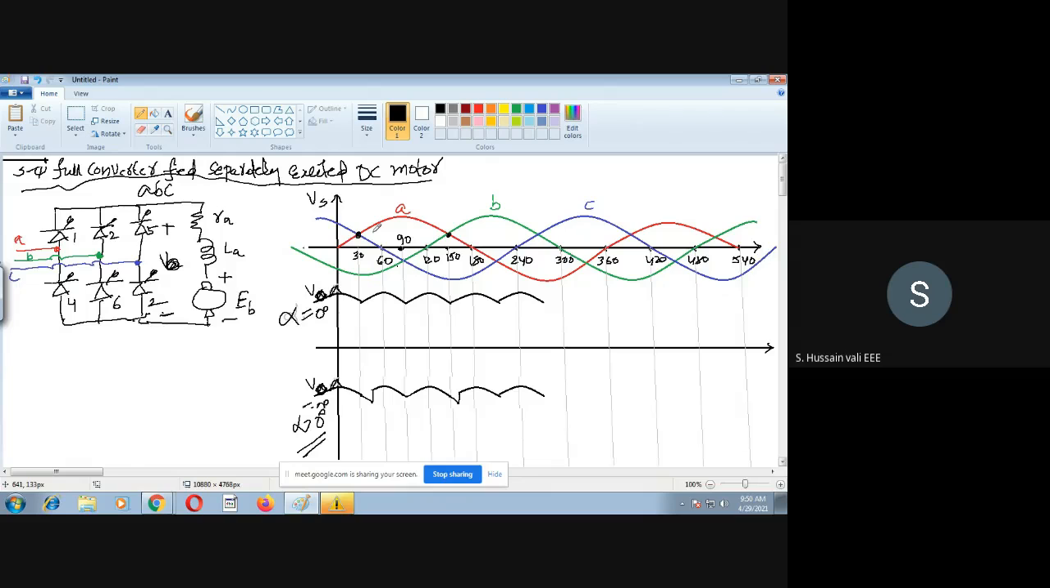And one important thing you must understand here is that there is no freewheeling diode. When there is no freewheeling diode and it is continuous conduction, definitely some of the thyristors will conduct. It was not like the case with the freewheeling diode, when the freewheeling diode was conducting. Now the freewheeling diode will not conduct this time because there is no freewheeling diode. So definitely the thyristors will have to conduct for some more duration. So there will be a delay.